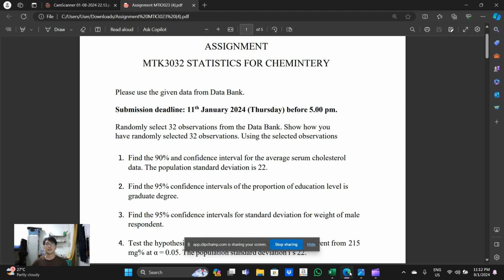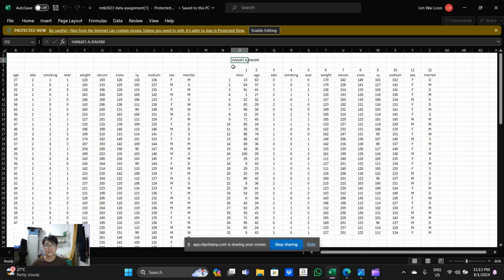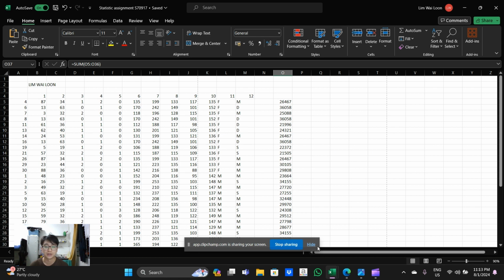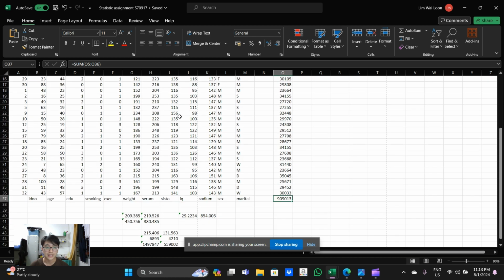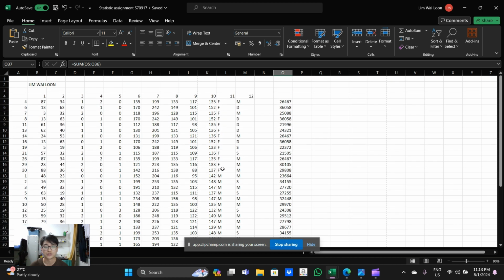S70917. From the instructions given in the assignment, randomly select 32 observations from the data bank and show how you have randomly selected 32 observations. What I do is go to Dr. Hanafi's file here, change it to my name, and copy and paste into my own file. As you can see, this is my own data, and this is what I used to solve the 6 questions in the assignment.